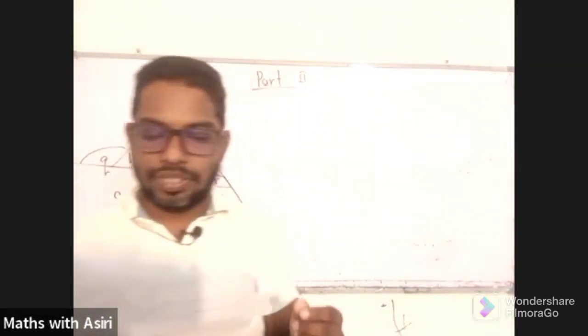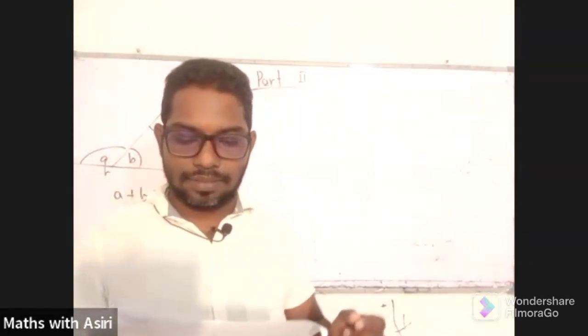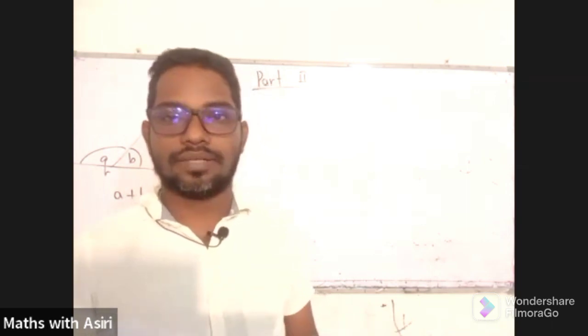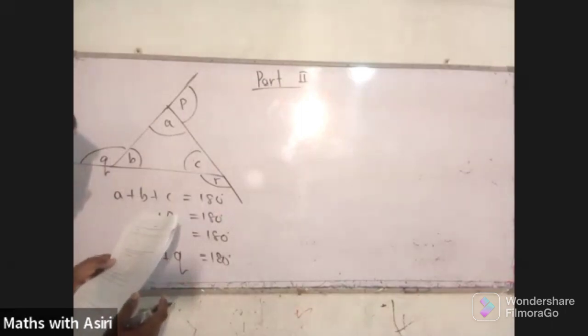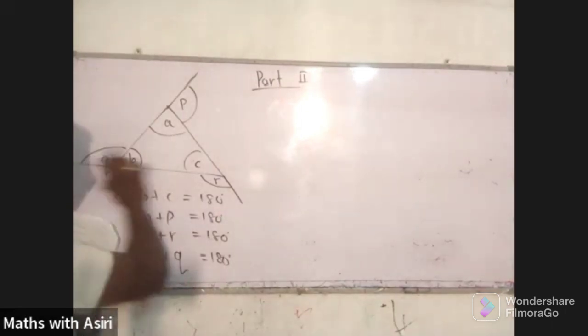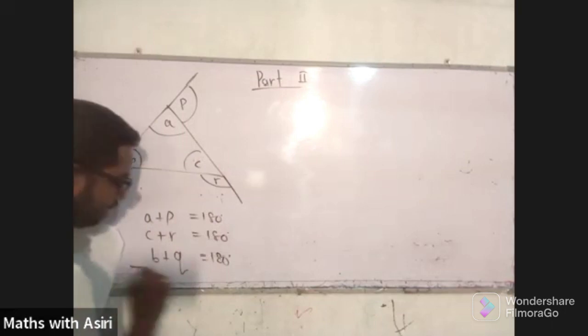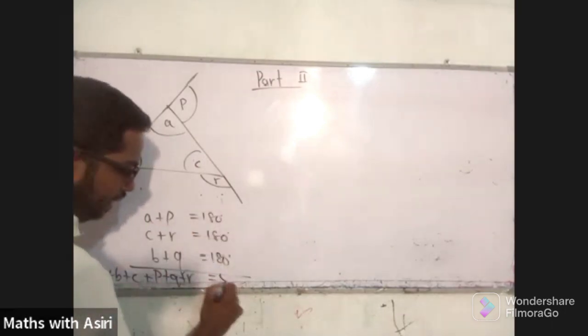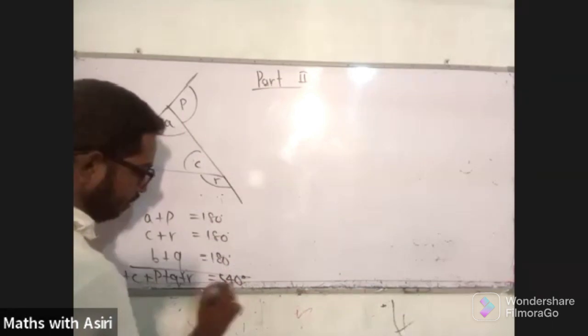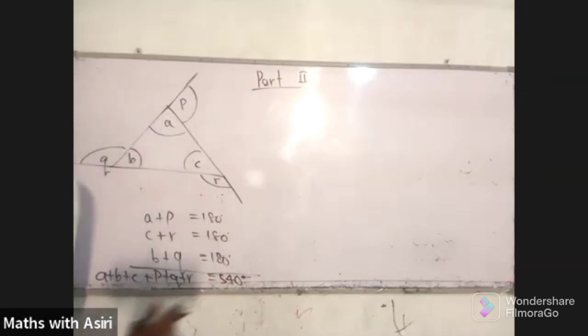According to that, show that A plus B plus C plus P plus Q plus R equals 540. Yes, sum of all these. Now on this one, they ask the sum of all these. A plus B plus C plus P plus Q plus R equals 3 times 180, that means 540.